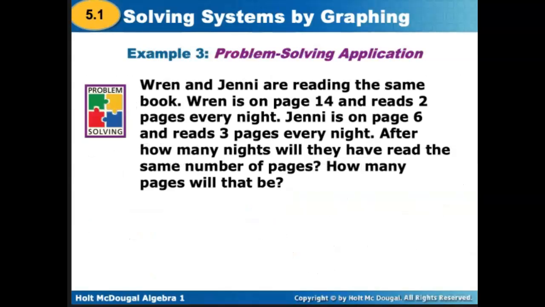Now, of course, math really applies to the real world, and so that's where our word problems come from. Ren and Jenny are reading the same book. Ren is on page 14 and he reads 2 pages every night. Jenny's on page 6 and reads 3 pages every night. After how many nights will they read the same number of pages? How many pages will that be?